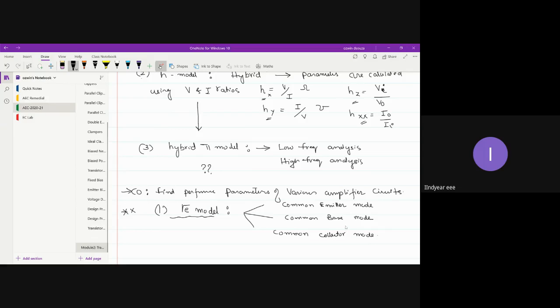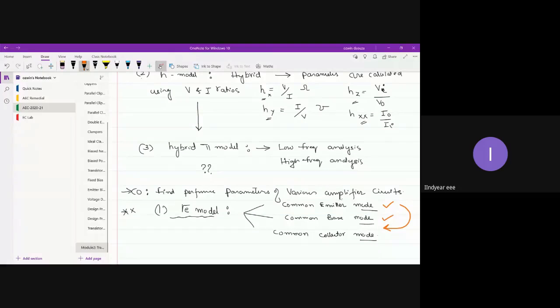Okay, so depending on the configuration, you can develop the RE model for common emitter mode, or common base mode, or common collector mode. Now in our course, we will be developing the RE model for common emitter and common base only. We will not be developing any RE model for common collector mode. That's because you can use the common emitter model for common collector operation also, because the output current is very close to each other for common emitter mode as well as common collector mode.